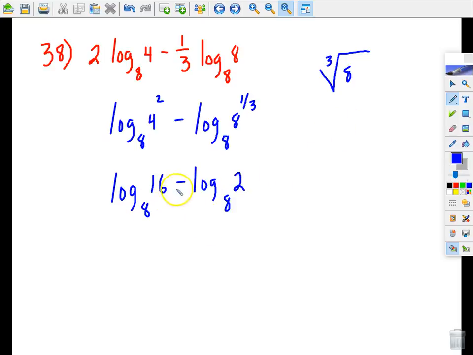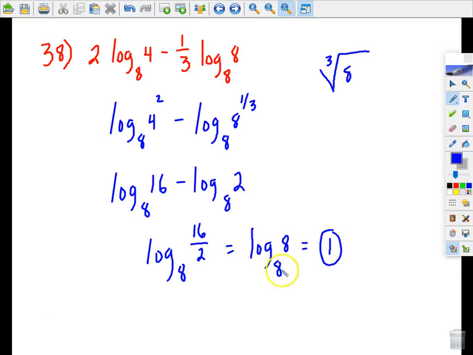Okay. Now, again, I want you to use the properties. So, two different logs of the same base that are being subtracted can be joined together using division of those numbers. So this is really log base 8 of 8, which gets us to our final answer. We're supposed to evaluate, and this simply means 8 raised to what power would equal 8, and that power that we're looking for is 1.